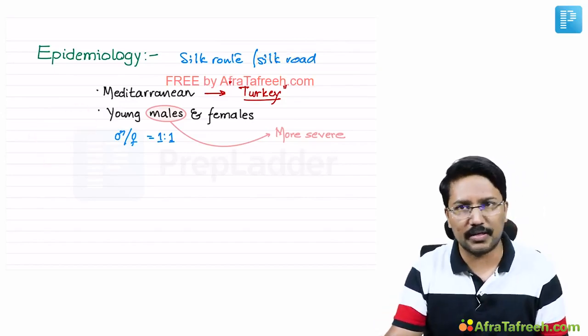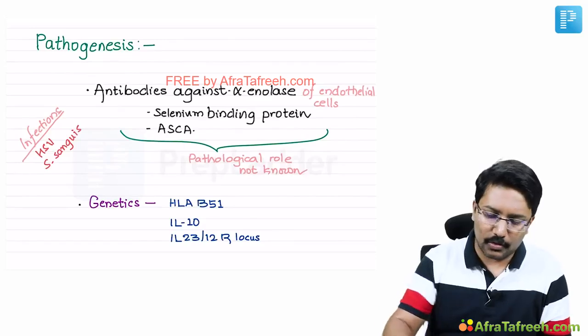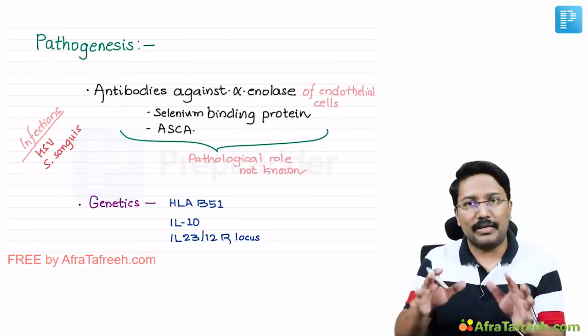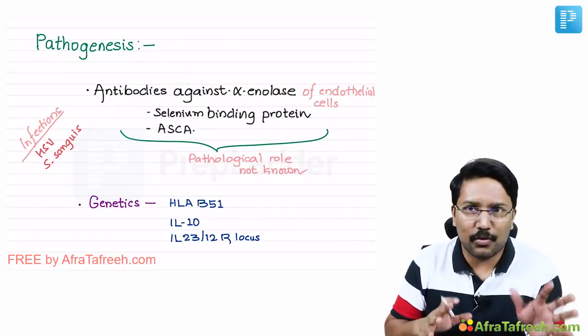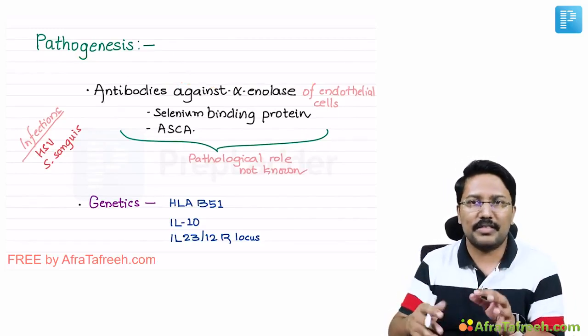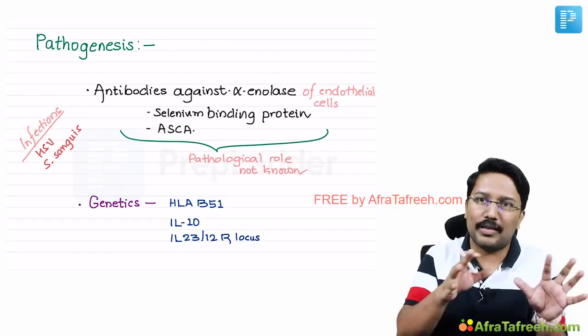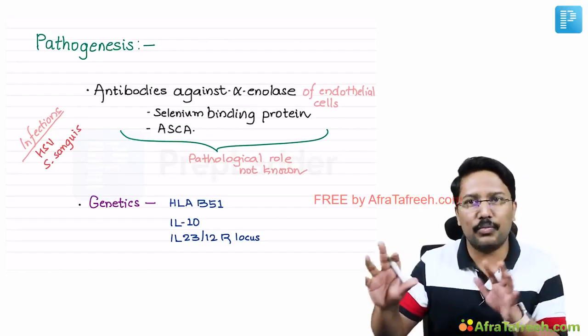Okay, so that is the basic epidemiology. Now let us look at the pathogenesis. When it comes to pathogenesis, I want you to remember one point. The point is, we really don't know much about its pathogenesis, and this is one disorder which is at the crossroads of being an autoinflammatory disorder and an autoimmune disorder.